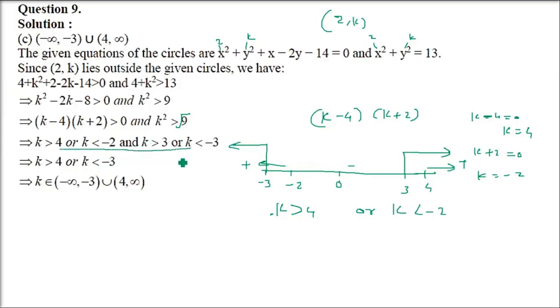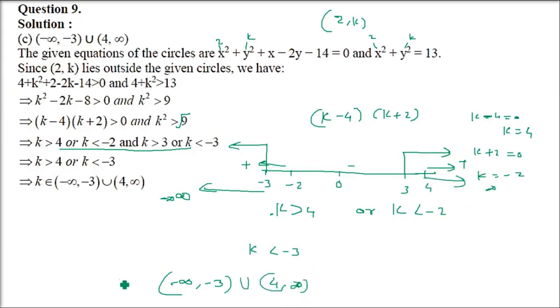Now we'll combine them. k is greater than 3 and k is greater than 4, that is k is greater than 4. k is less than minus 2 and k is less than minus 3, that is k is less than minus 3. So from minus 3 up to which point will we go? Minus infinity to minus 3. As I said, k greater than 4 and k greater than 3, that is k should be greater than 4. So it's 4 to infinity. So take the union, and k belongs to this union.